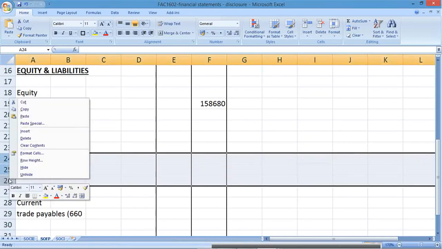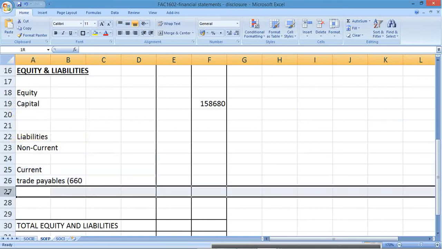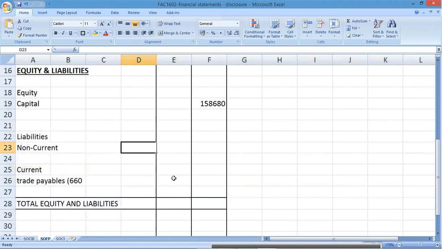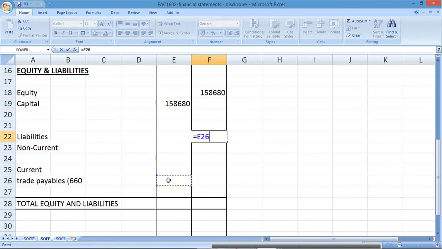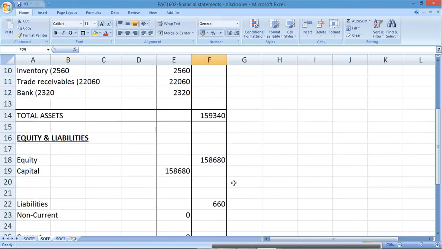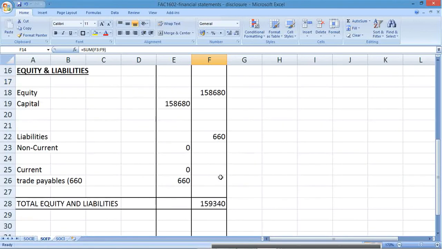We didn't have any of these other accounts, so a lot of that can go. We just had one little bit there for your payables. So equity, well, capital should actually go this side, and then I would put the equity there. Liabilities will literally just be this, which is the 660, and then non-current will be 0, and then it's going to be 15860 or whatever plus 660, and that gives you the total 159,340. So you can see that balance, because you've been given everything.